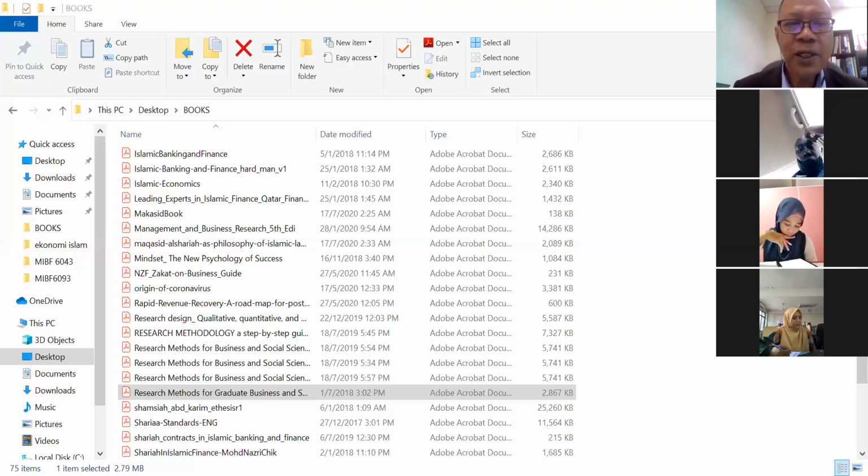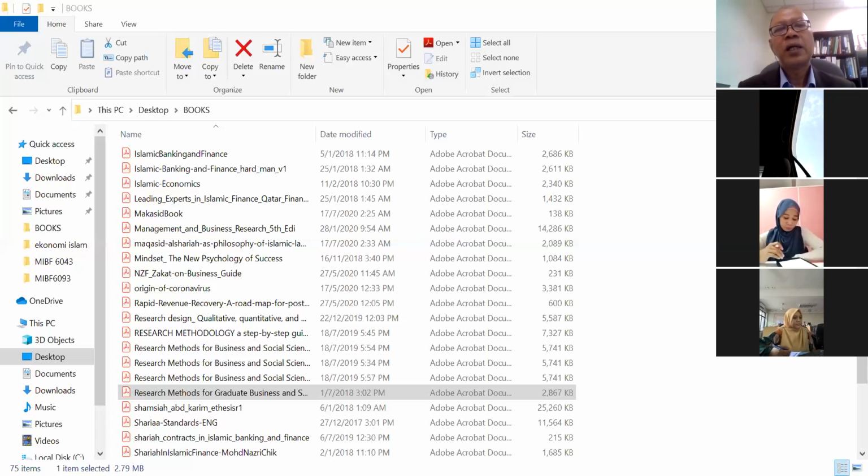For applied research, it's different. Applied research is conducted when a decision must be made about a specific real-life problem. For applied research, you must have a real-life problem.